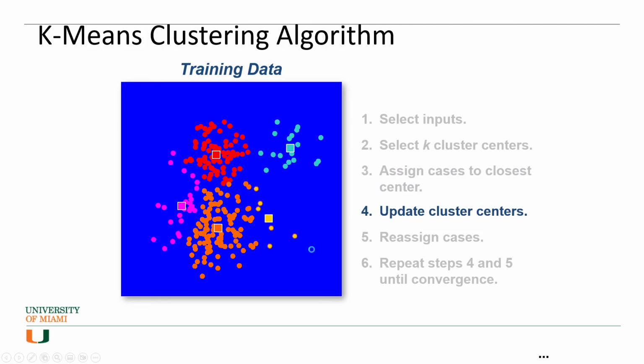However, once you have moved the center of the yellow cluster from this point to here, then this observation is no longer closer to the orange center, but it is now closer to the yellow center. So after we move the center of each cluster, we have to update the membership of the observations in each cluster. And as you can see here, some of the orange observations are now going to be assigned to the yellow cluster, and so are the pink and red observations, which are going to be updated accordingly.